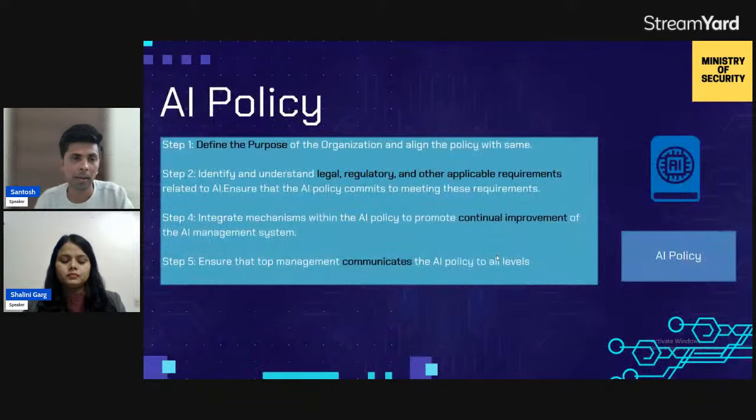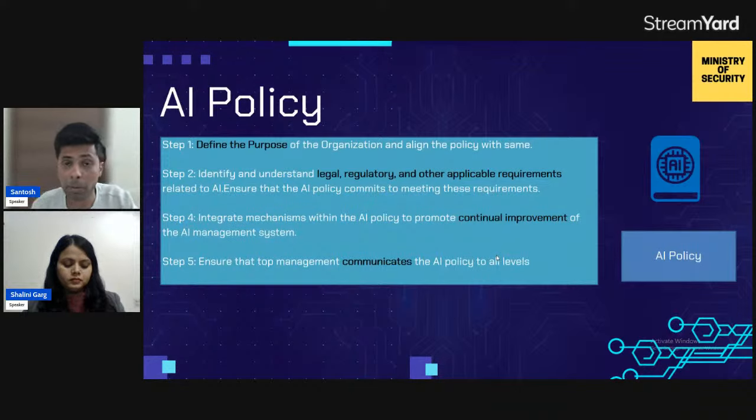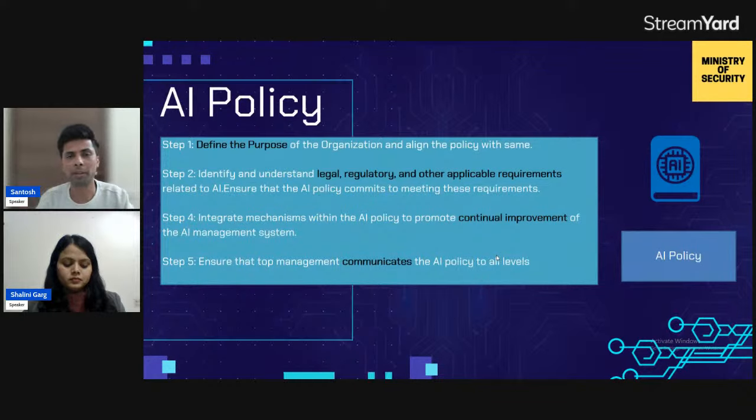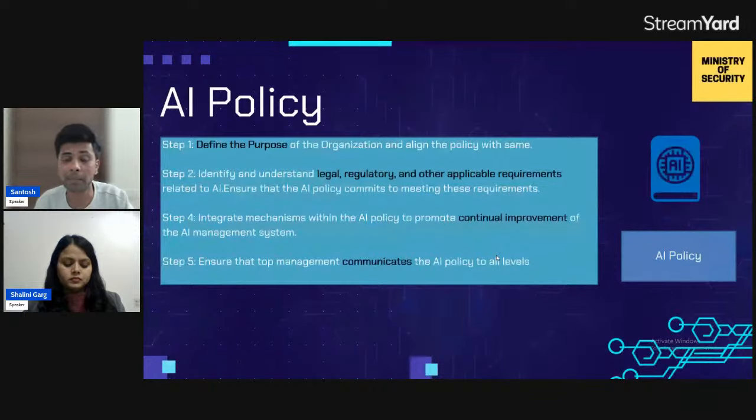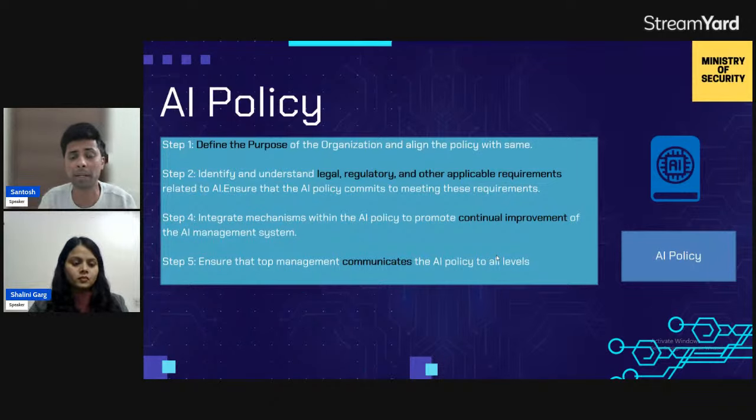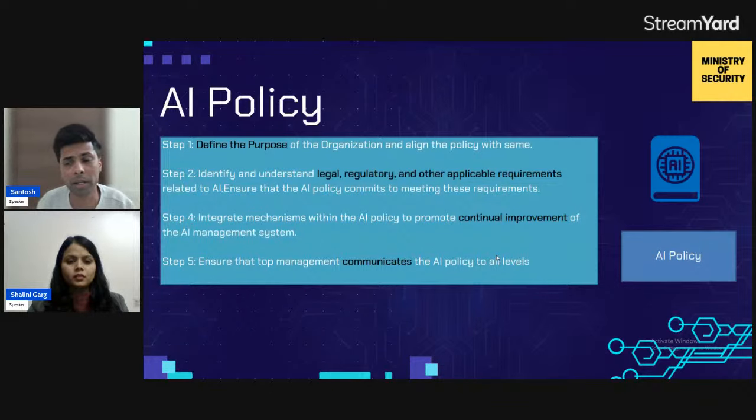The next is the AI policy. You need to have an AI policy. That is the high-level statements coming from the senior management. How do you develop and promote the AI policy? It would talk about the purpose of introducing this, the legal and regulatory requirements, how people need to commit while developing AI systems, how you promote continual improvement, and how you communicate. All these things will be documented in your AI policy, which is the next document you need to keep in place.